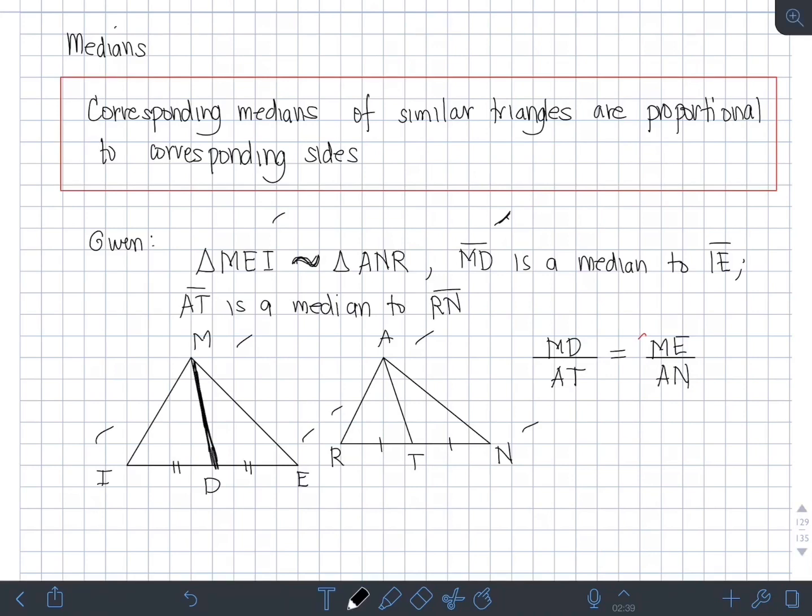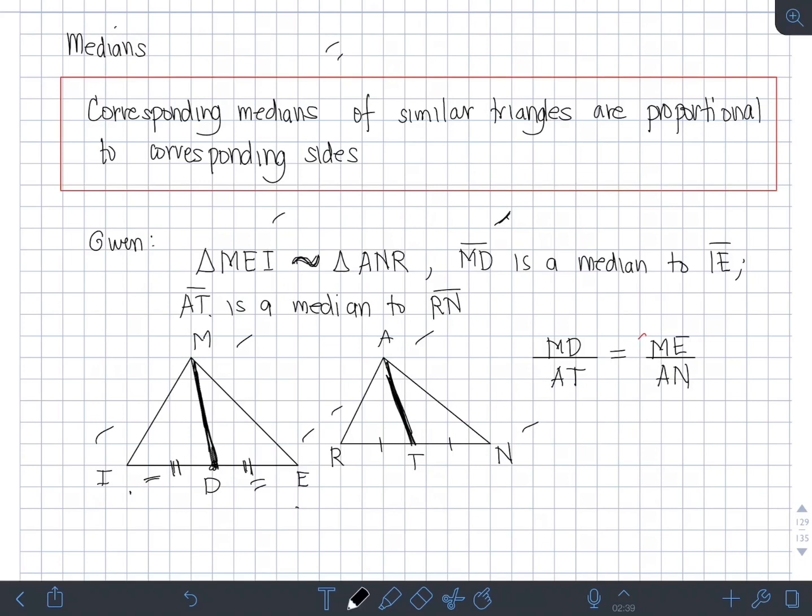Okay? So, meron tayong symbol dito na dalawang guhit. Ibig sabihin, itong D is midpoint nitong IE. Kaya congruent ito ID dito sa DE. Likewise, ito namang AT is median to RN. Okay? So, congruent itong RT sa TN. Okay? Now, applying this theorem, dapat daw yung dalawang medians itong similar triangles is proportional doon sa corresponding sides.